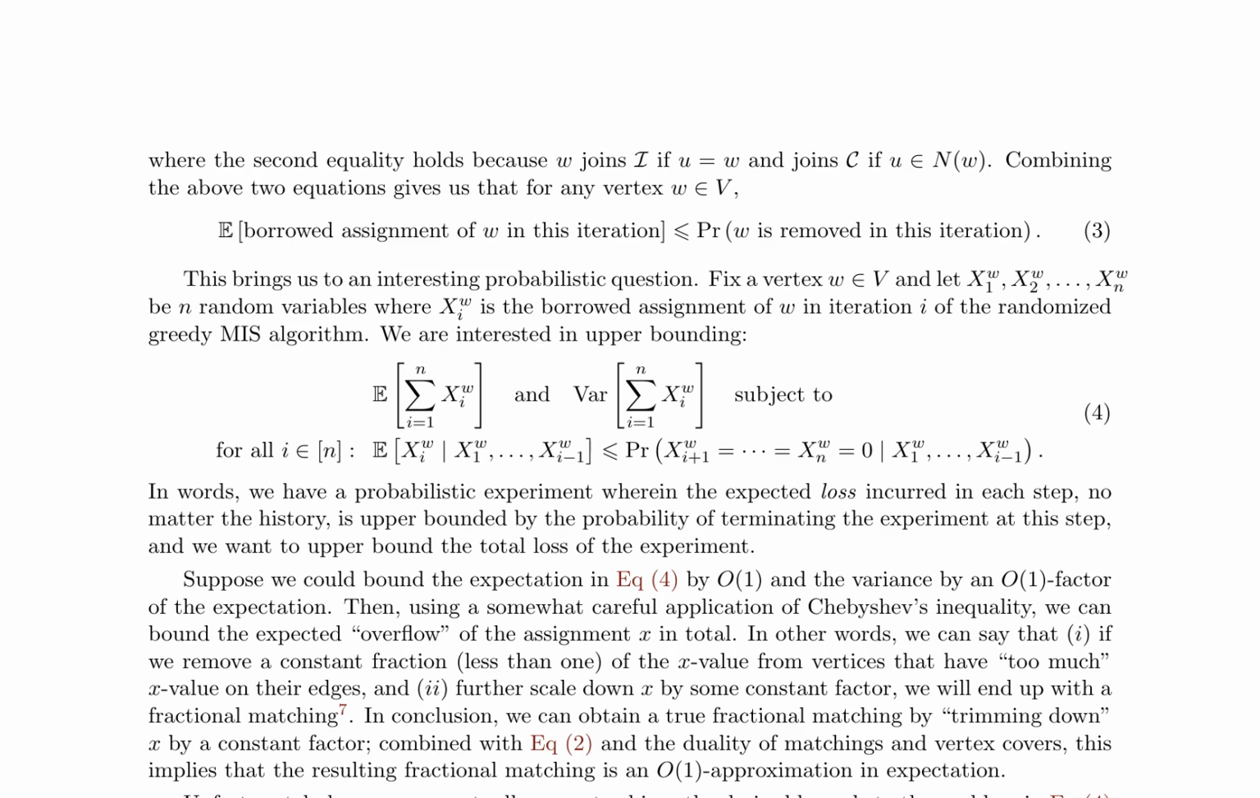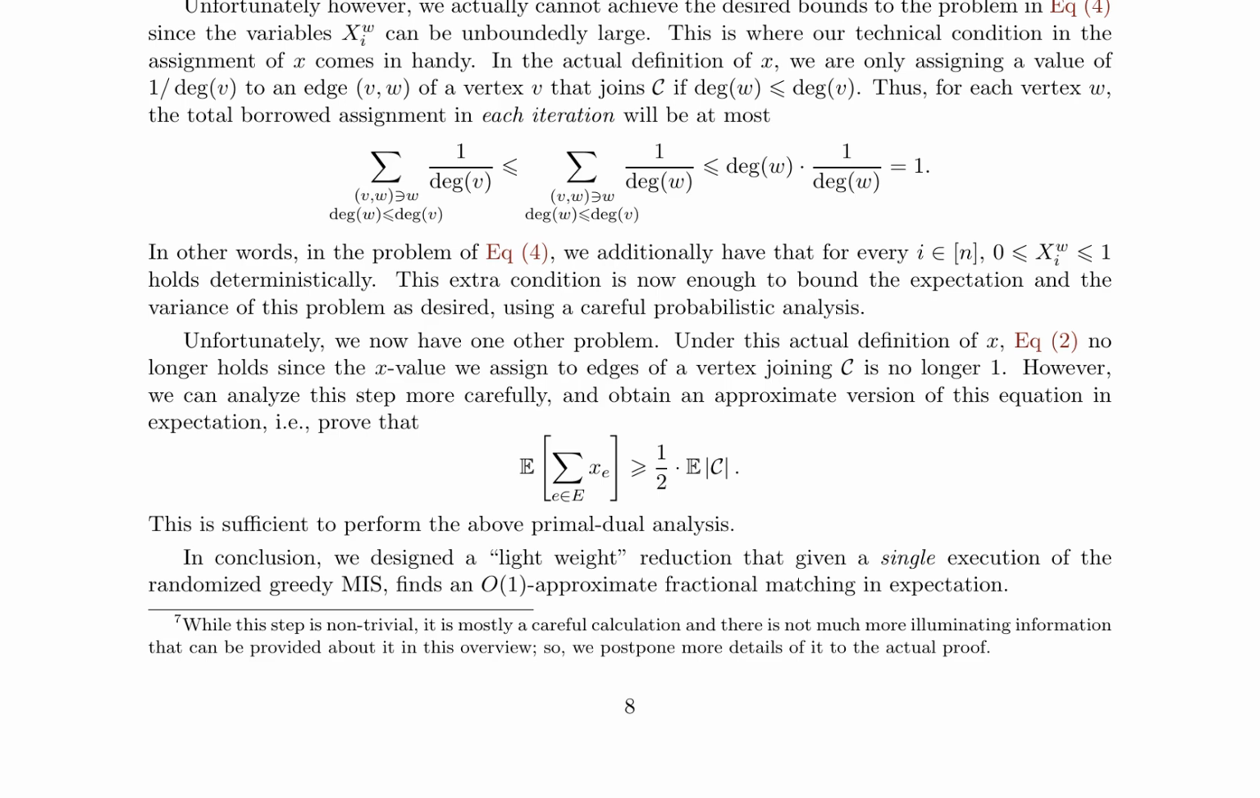The goal is to upper bound the expectation and variance of the sum of these variables, subject to certain conditions. However, the authors note that achieving the desired bounds is challenging due to the unbounded nature of the variables xwi. This is where their technical condition in the assignment of x comes into play, as it ensures that for each vertex W, the total borrowed assignment in each iteration will be at most 1. This additional condition allows them to bound the expectation and variance as desired using a careful probabilistic analysis.